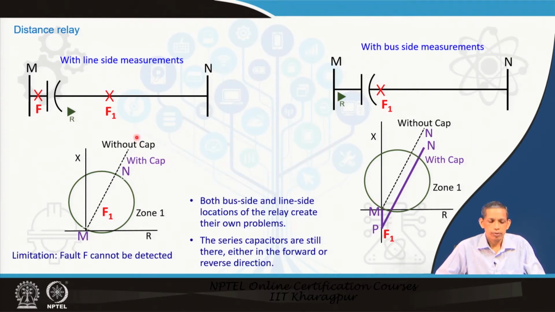Now, we know that the presence of series capacitor in the fault loop changes the equivalent reactance, the impedance as seen by the relay, because of this capacitive reactance, which is minus jXc as compared to jXL of the line.